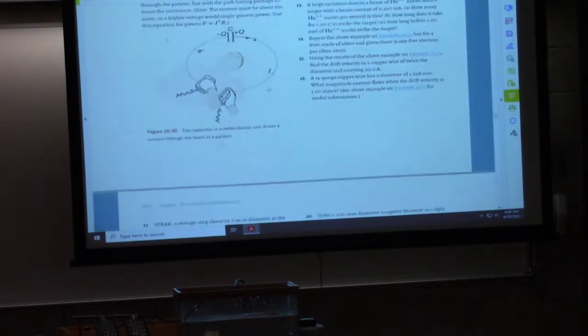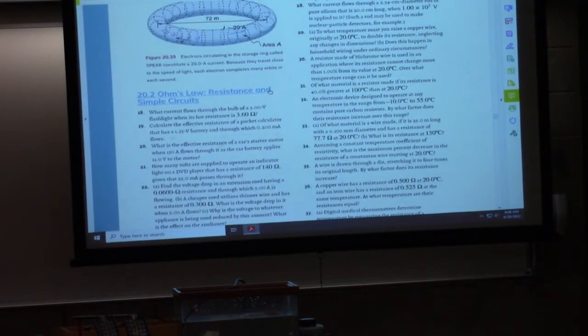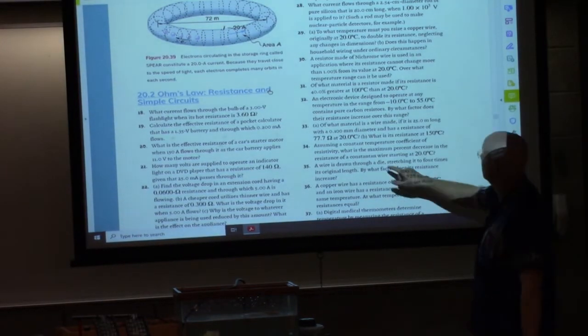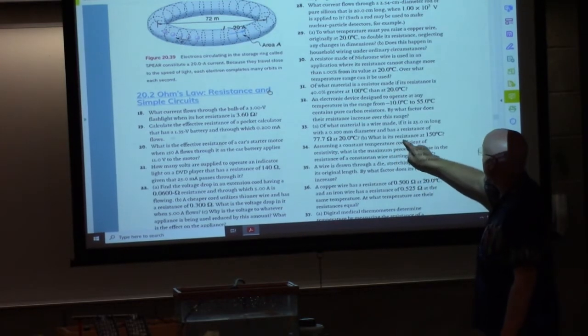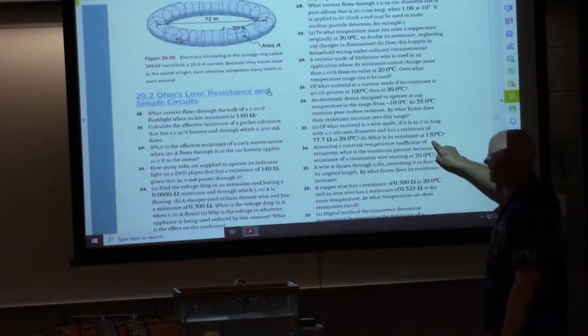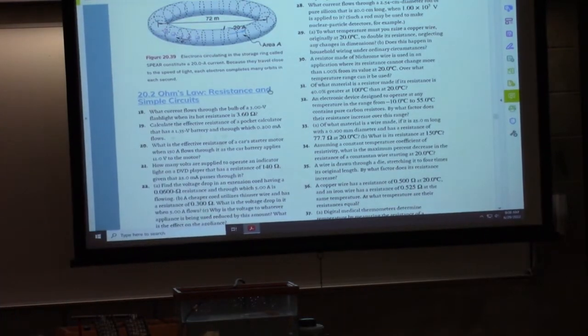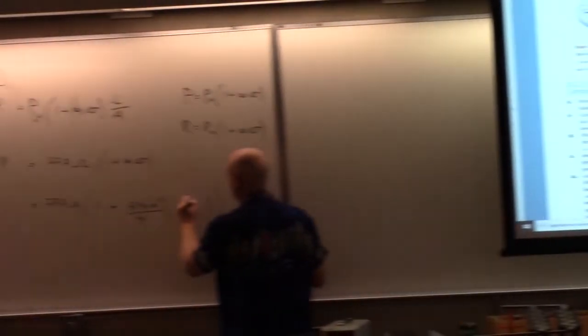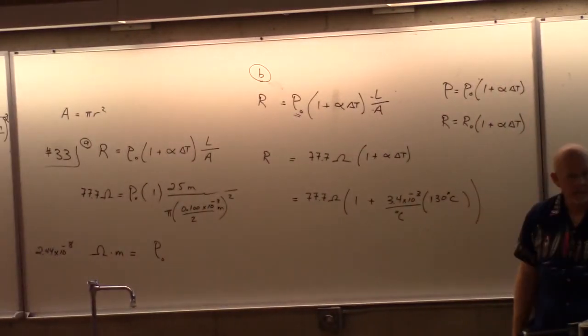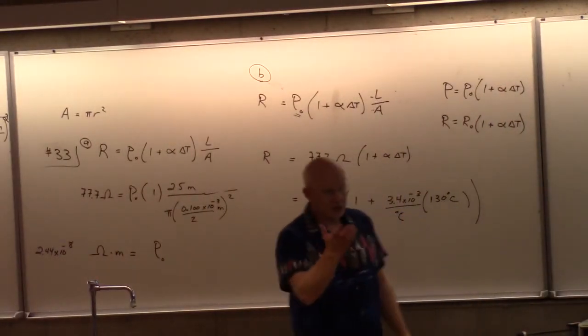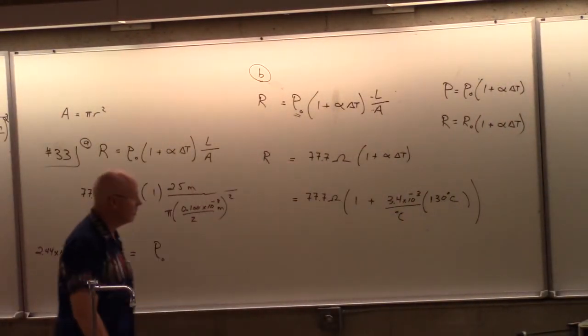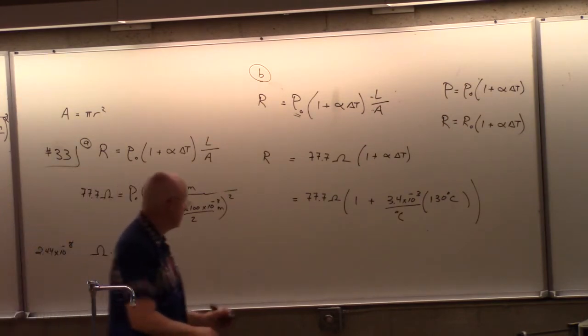All right, so the problem said, yeah, at 150. What is its resistance at 150? So that means we went up by 130, because all of our numbers, again, are measured at roughly room temperature, 20 degrees.